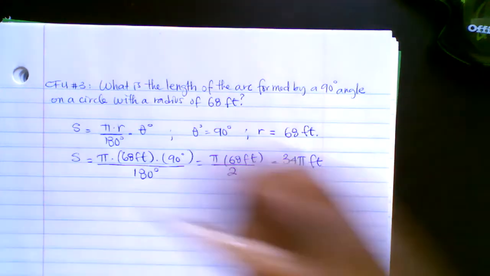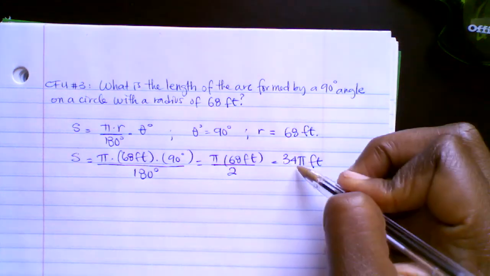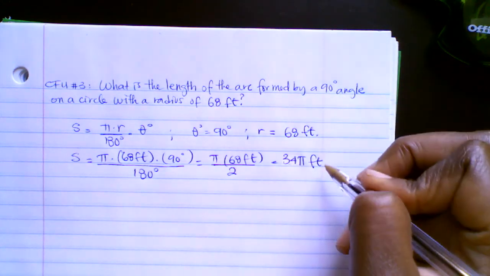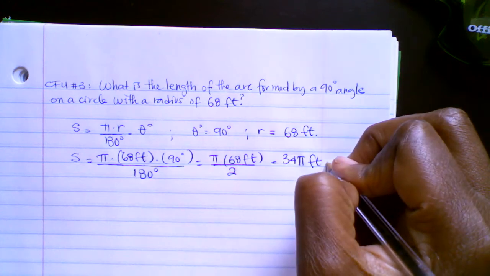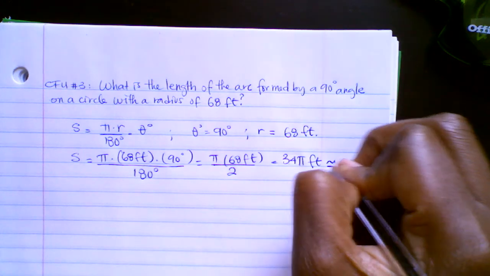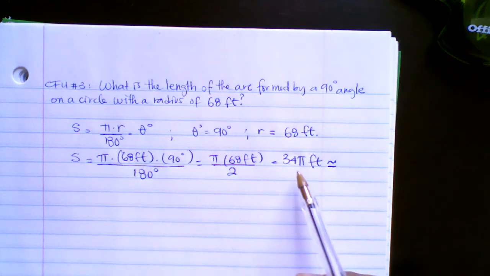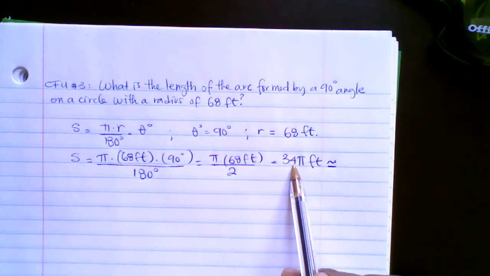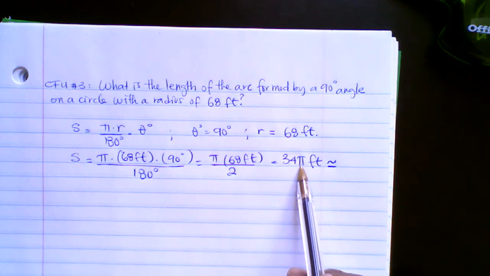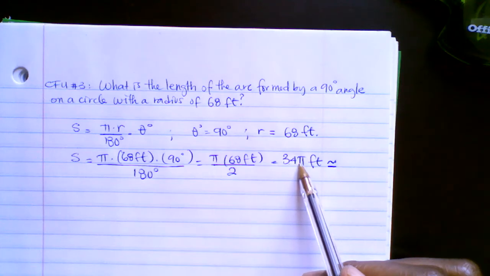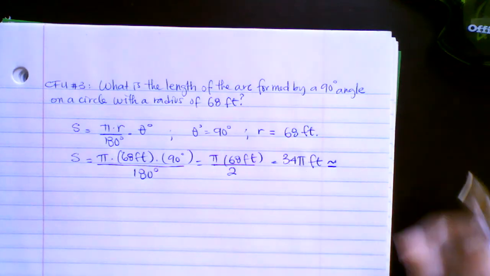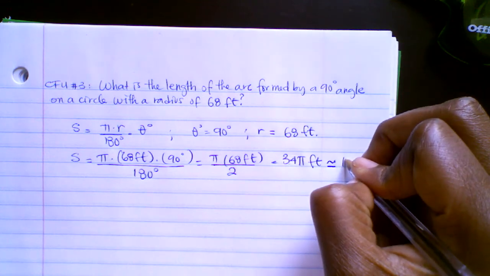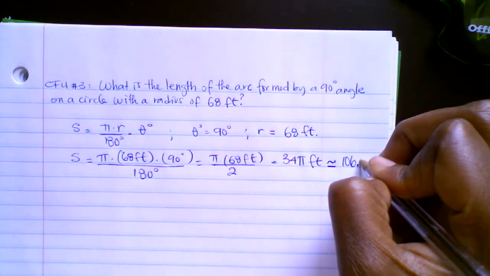Okay. So again, the arc length is 34 pi feet, which you call the exact value, or you can use the approximate value. If you want to approximate the arc length, you replace pi with its approximate value, which is 3.14. So if I do 34 times 3.14, I end up with about 106.76 feet.